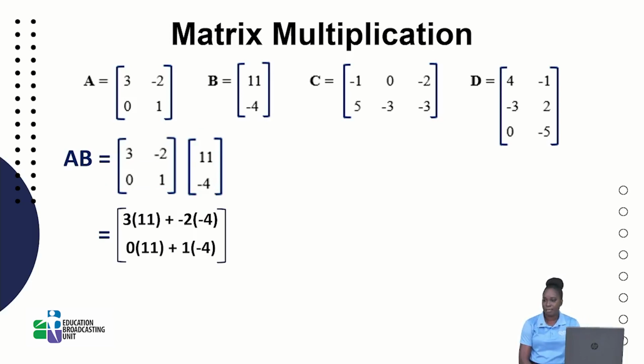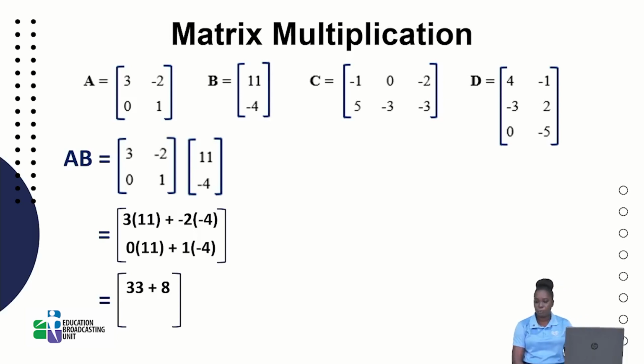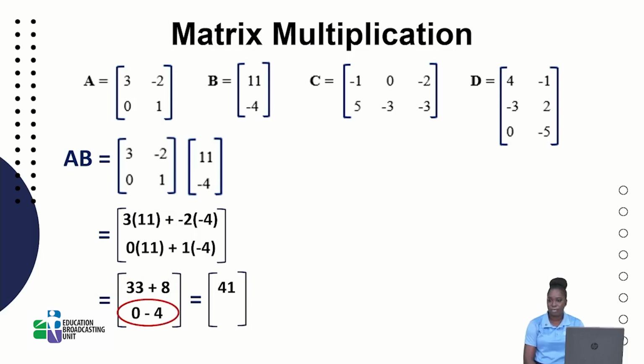And now we'll simplify. 3 times 11 is 33, plus negative 2 times negative 4. Negative times negative is positive. 2 times 4 is 8. So that becomes 33 plus 8. 0 times 11 is 0, plus 1 times negative 4. 1 times negative 4 is negative 4. And so that is 0 minus 4. 33 plus 8 is equal to 41. And 0 minus 4 is equal to negative 4.